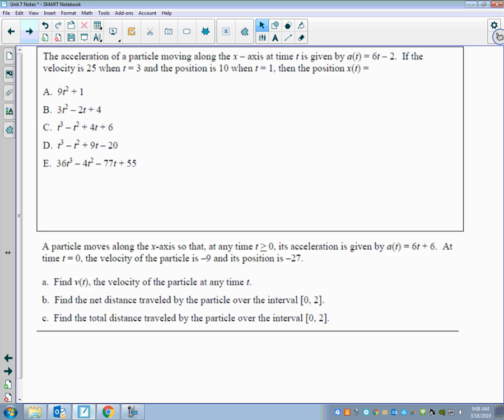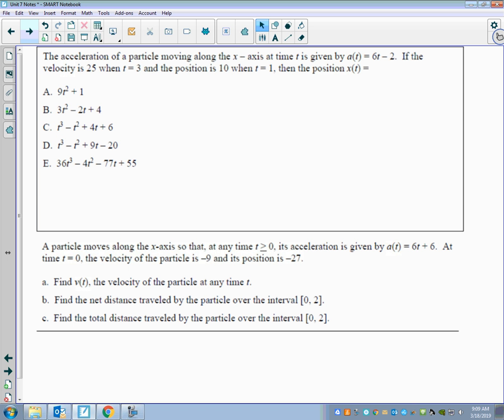So these are just some other practice questions. And so it says, the acceleration of a particle moving along the x-axis at time t is given by a of t equals 6t minus 2. If the velocity is 25 when t equals 3, and the position is 10 when t equals 1, then what's the position function? Read it. That's a lot. Read it. Okay.